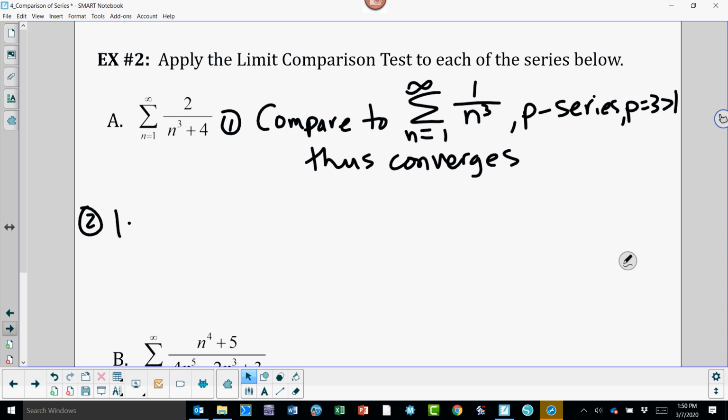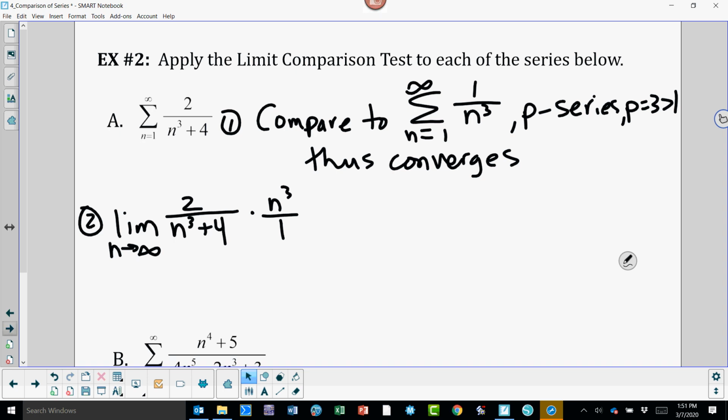Second thing I need to do then is go ahead and take the limit as n goes to infinity of either one over the other. Doesn't make any difference. So I'm just going to write the 2 over n cubed plus 4 first. And then I'm supposed to put it over 1 over n cubed. But dividing by a fraction is the same as multiplying by its reciprocal. So we want to start with that. We don't want to take the extra work to do all of the other.